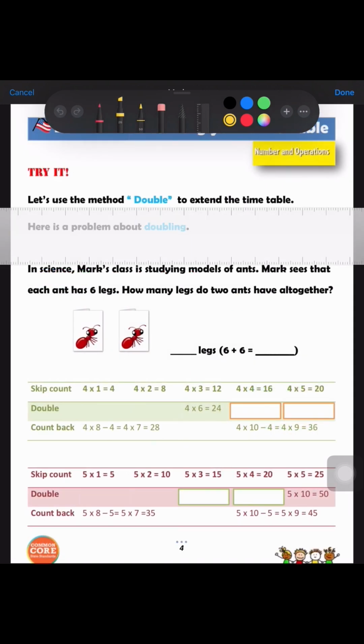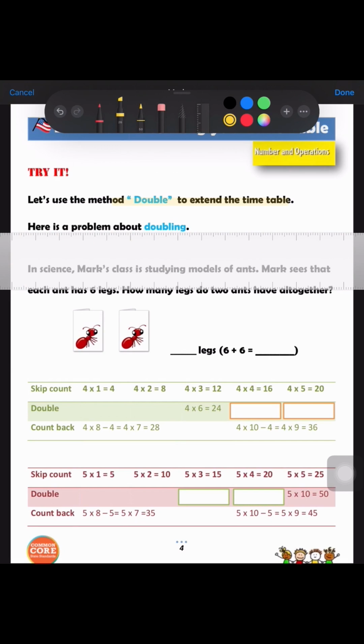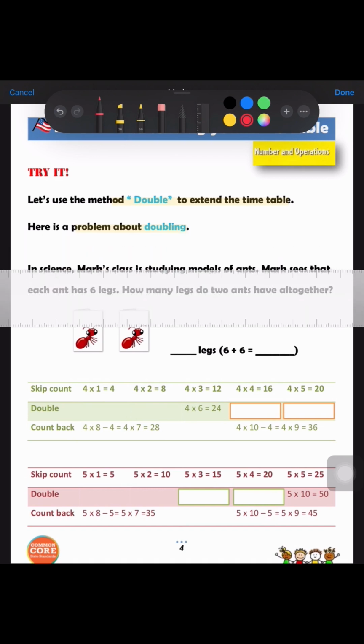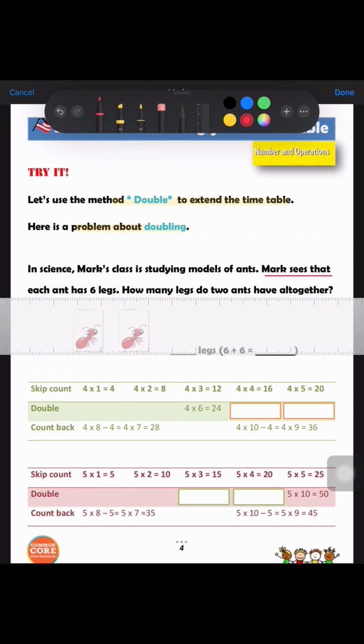Okay, now please turn to page 4 and let's use the doubling method to extend the times table. Here is a problem about doubling. In science, Mark's class is studying models of ants. Mark sees that each ant has 6 legs. So how many legs do 2 ants have altogether? Each ant has 6 legs, so 2 ants will be 6 plus 6, which is 12.